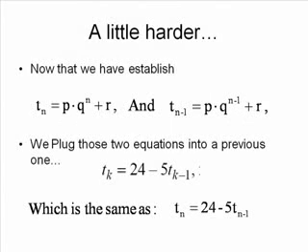A little harder. Now that we have established the two equations Tn and Tn minus 1, we plug those equations into the previous one, tk equals 24 minus 5 t subscript k minus 1, which is the same as Tn equals 24 minus 5 Tn minus 1. Notice the two equations are the same except for the two variables, k and n.